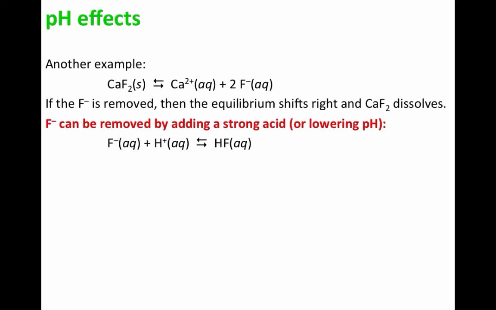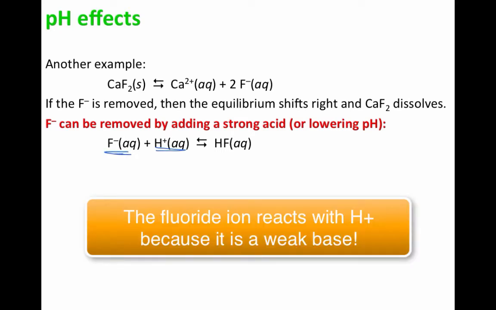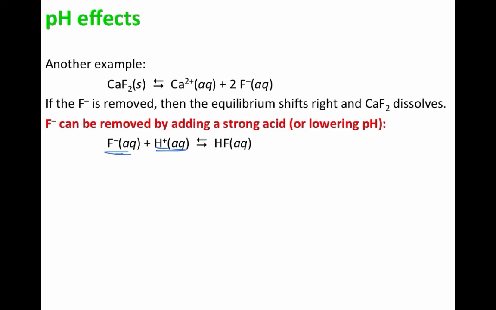Another example would be if we had calcium fluoride solid at equilibrium with its ions. If we remove the F-, the equilibrium would shift right and more calcium fluoride would dissolve. And again, like before, the F- ions will react with the H+ ions of a strong acid, which lowers the pH because we're adding a strong acid. But your F- ions are used up, which means we have to counteract that. We have to make more by dissolving more calcium fluoride.